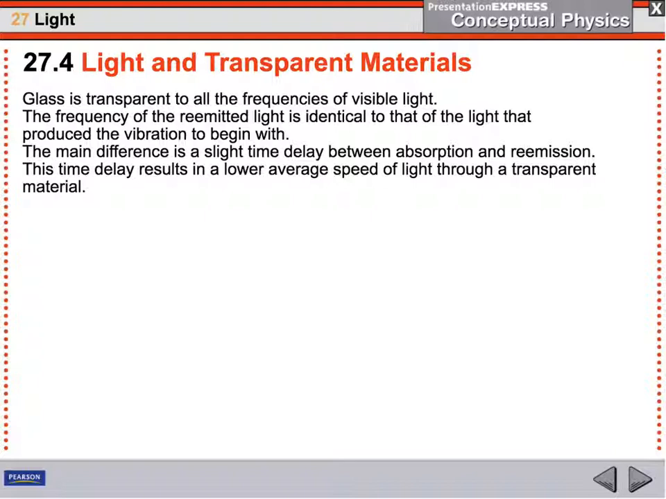The frequency of the re-emitted light is identical to that of the light that produced the vibration to begin with. The main difference is a slight time delay between absorption and re-emission. This time delay results in a lower average speed of light through a transparent material. So we said the speed of light is 3.0 times 10 to the 8th. When it goes through glass, it slows down just a little bit.